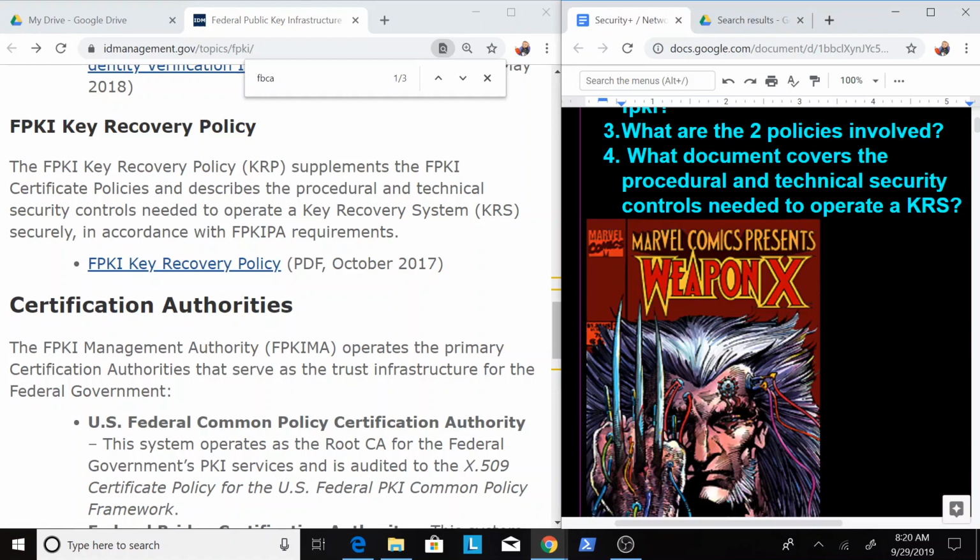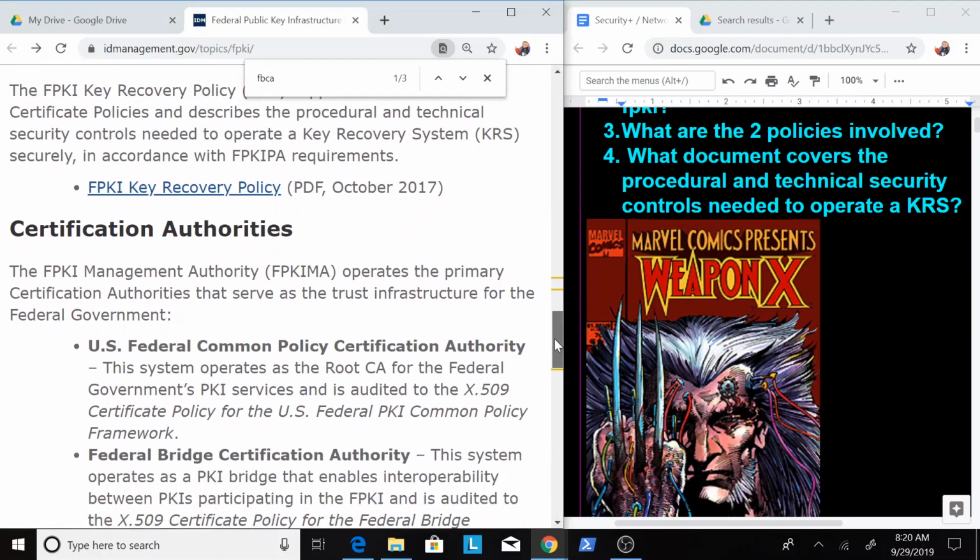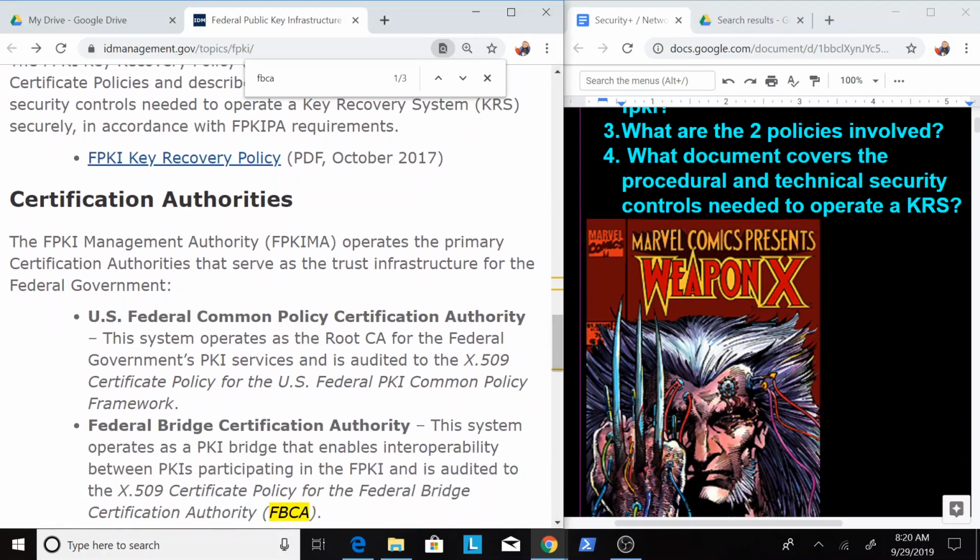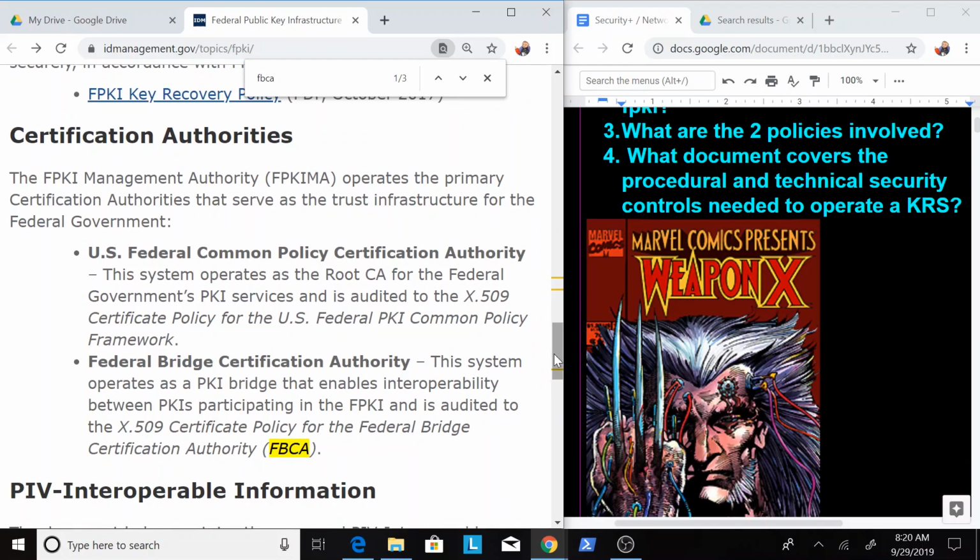So there's my question. What document covers the procedural and technical security controls needed to operate KRS, and then your answer could just be like an FPKI key recovery policy is the document that covers these security controls that you need in order to operate this key recovery system.